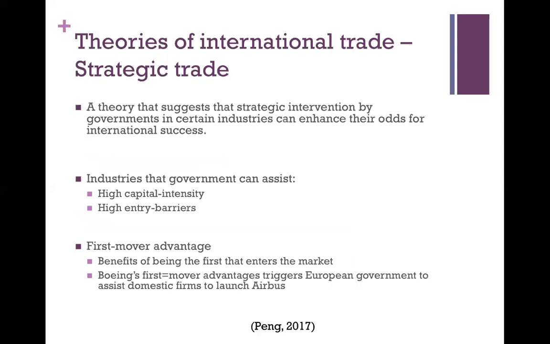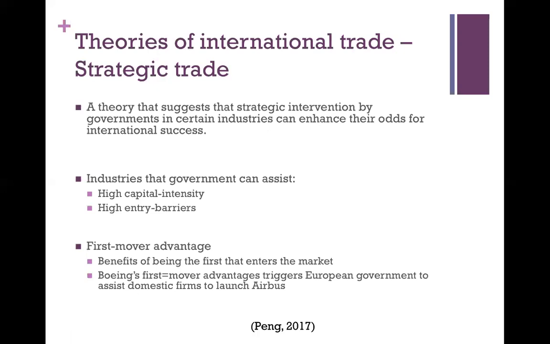Right. Now, if we look at the theories of international trade, aside from the mercantilism theory, the other theories have removed the role of the governments. But the strategic trade also includes the role of the governments. The reason why the other theories have removed the role of the government is because Adam Smith suggested that we need to reduce the role of the government and let the market work by itself. This is what he called the capitalism system.